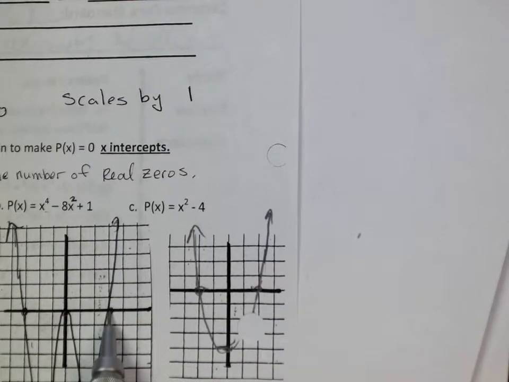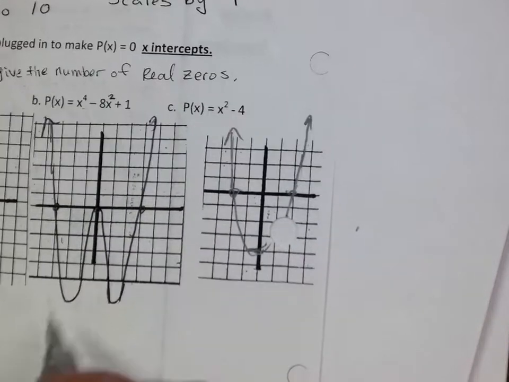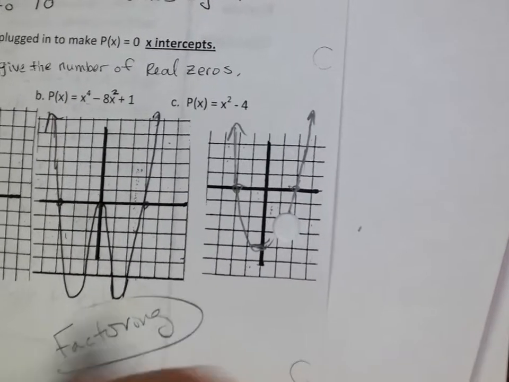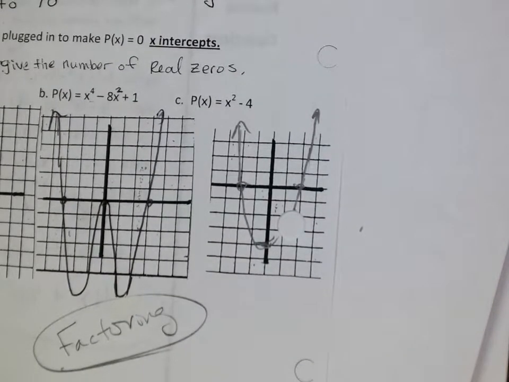And we're going to learn how to find the exact zeros later. Guess how we're going to find them? It's your favorite thing to do. We're going to find the zeros by factoring. I know you love to factor, don't you?